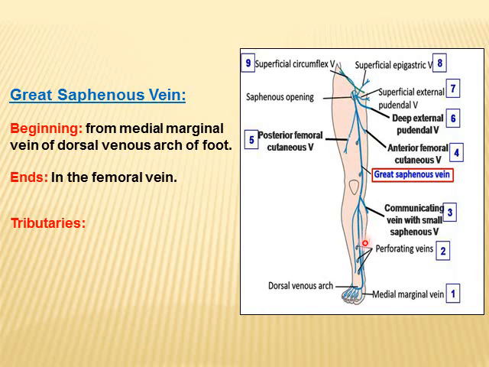Along its course, the vein contains many valves and receives the following tributaries: medial marginal vein, perforating veins, communicating vein connecting it with the small saphenous vein, anterior femoral cutaneous vein, posterior femoral cutaneous vein, deep external pudendal vein, and the three superficial veins: superficial external pudendal, superficial epigastric, and superficial circumflex iliac veins.